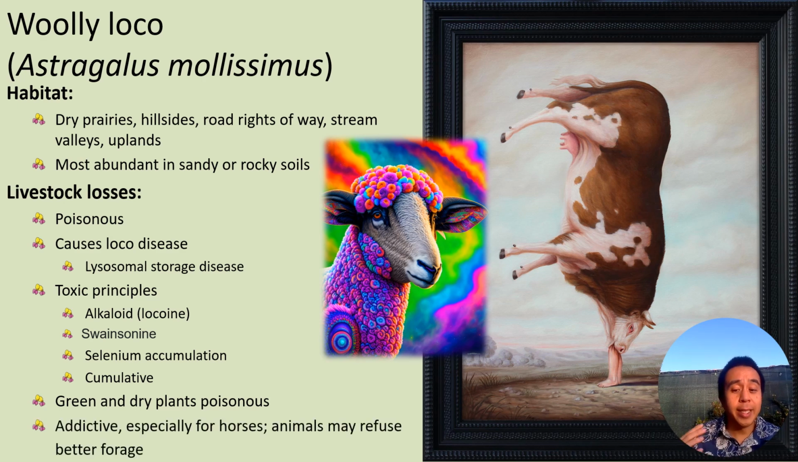And it can also be addictive for animals or livestock, especially horses. And when animals become addicted to woolly loco, they often may even refuse to eat better forage. The compounds that cause livestock losses essentially disrupt digestion in neuron cells, and they can even cause permanent and irreversible neurological damage to livestock or humans as well, and can also facilitate heart failure at high altitudes.